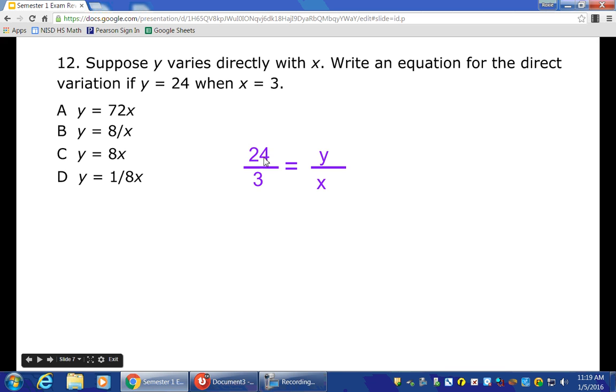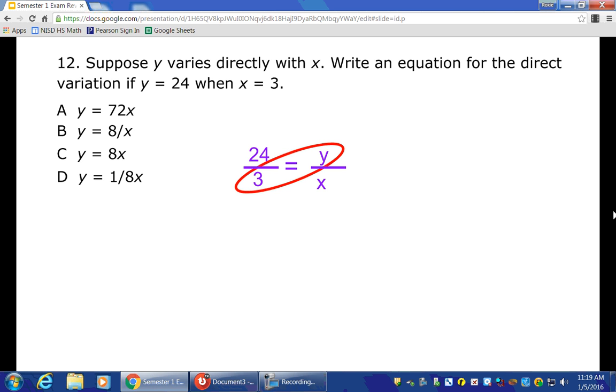And I wrote this because if I write this as a ratio, 24 to 3, 24 is y. See, 24 is y. So 24 and y are both on the top. And x is 3, so 3 and x are both on the bottom. Now none of my answer choices look like this. They all are solved for y. So that's what we're going to do here.